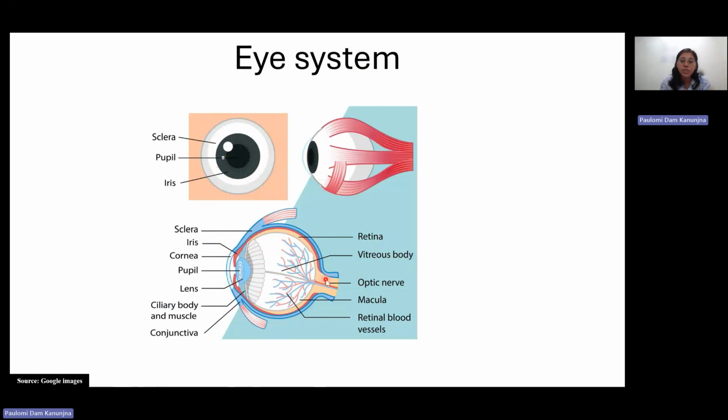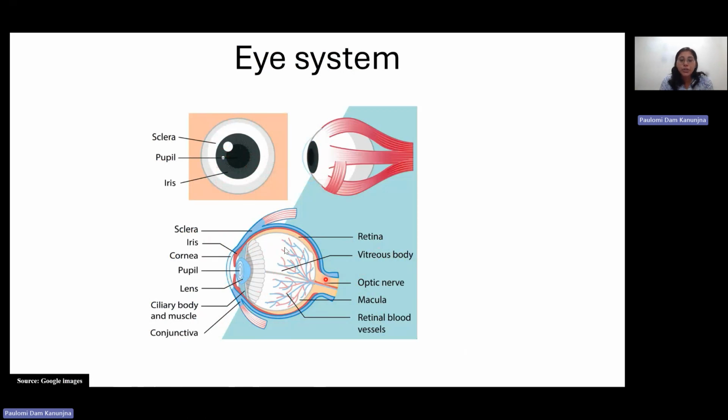Because you don't have rods and cones here, this place is called the blind spot, right? So these terminologies are used in day-to-day life also. In the next slide we will see how you can remember it more easily if you compare it to a device that you use in daily life. Okay, we'll see it later.